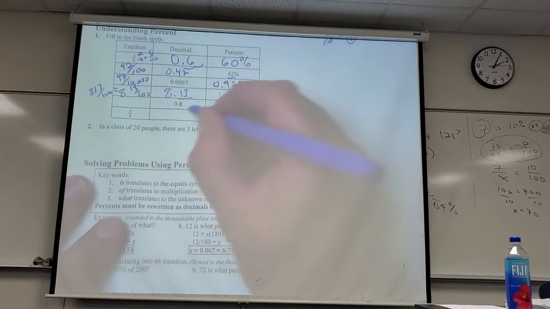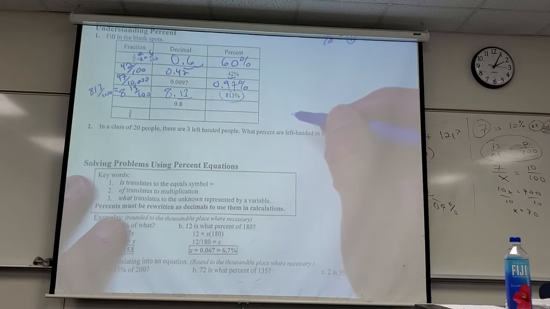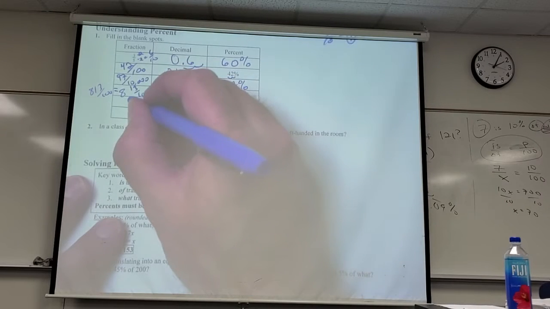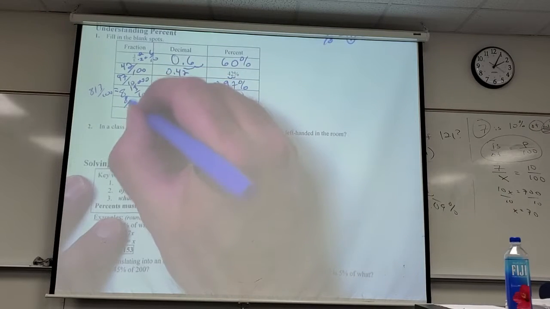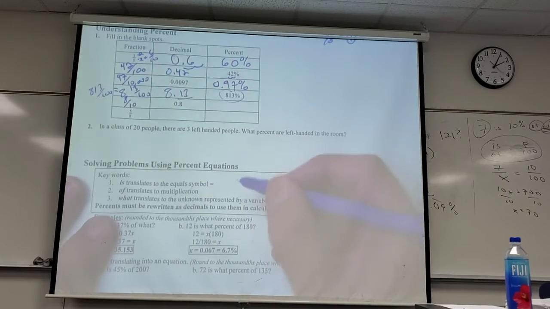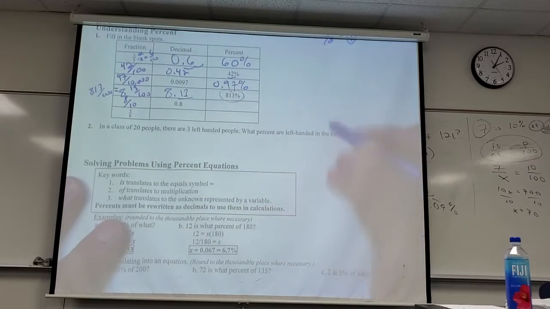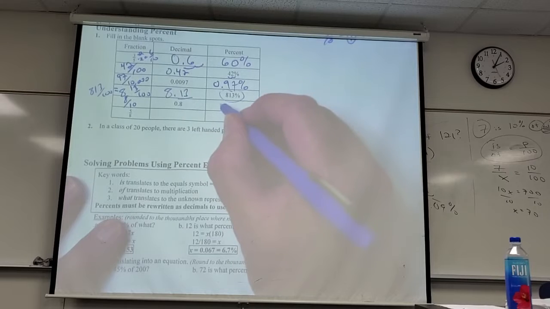And the fraction for 0.8, wouldn't that be 4 over 5? Eventually. So it'll be 8 over 10, and then you can reduce it, sure. And of course as a percent, this one, 80%. Yeah, this one's pretty straightforward, right?